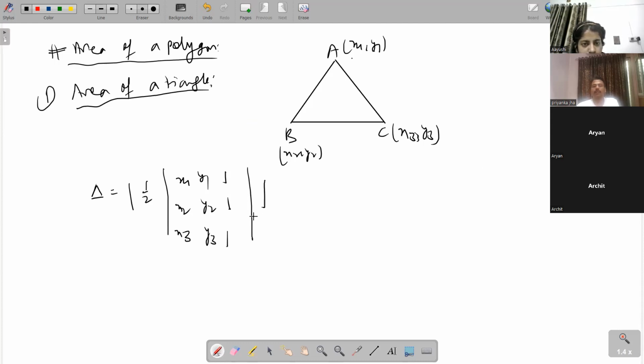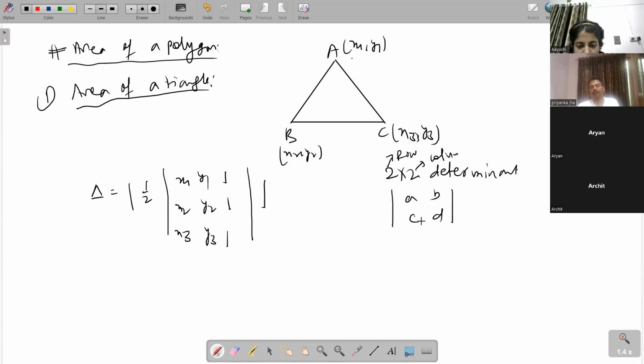Okay. See, there are two kinds of determinants. So a 2 cross 2 determinant: the first number represents rows and the second represents columns. So there will be 2 rows and 2 columns, like A, B, C, D. See, a column is vertical. So AC is in the first column, BD is in the second column.